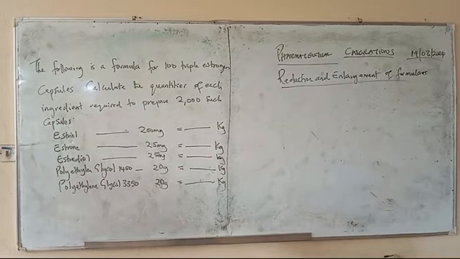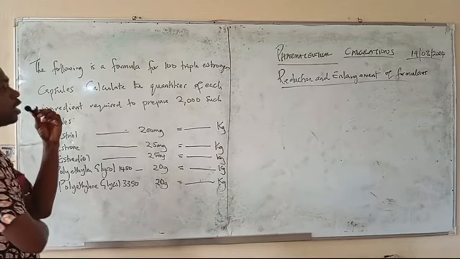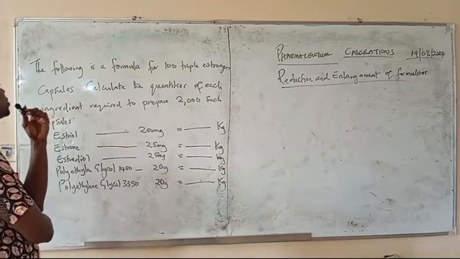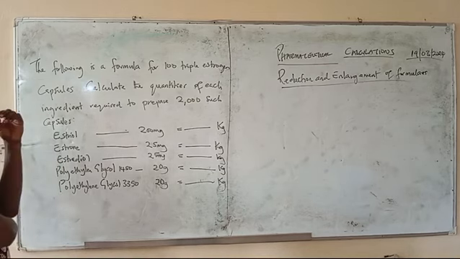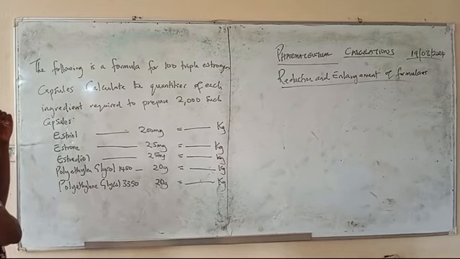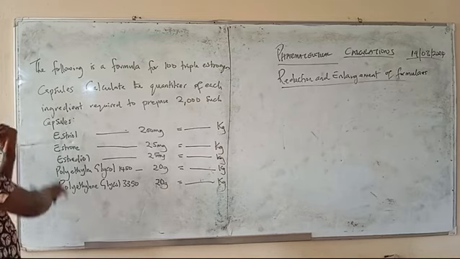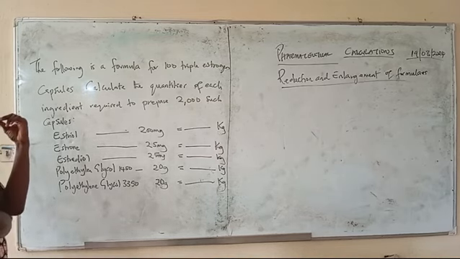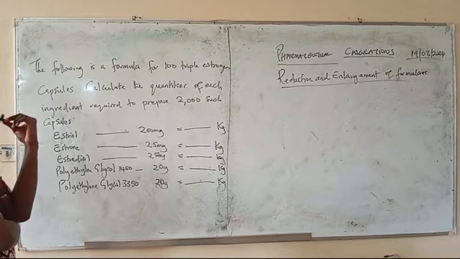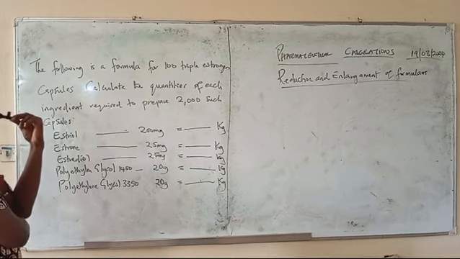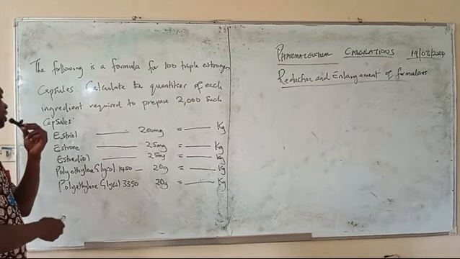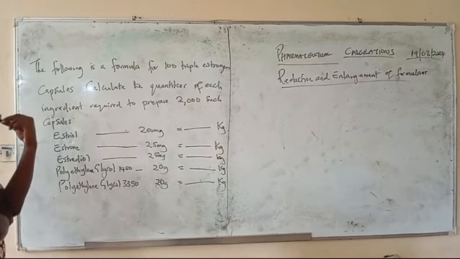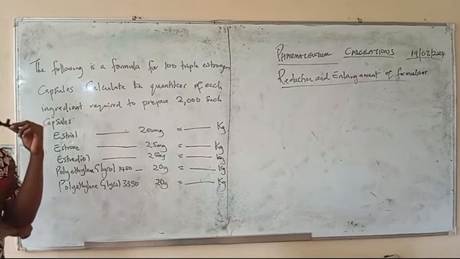Okay, the question says the following is a formula for 100 triple estrogen capsules. Calculate the quantities of each ingredient required to prepare 2000 such capsules. So these are the ingredients. Estriol is 200 milligram, estrone is 25 milligram, polyethylene glycol 1450 is 20 gram, polyethylene glycol 13350 is 20 gram.